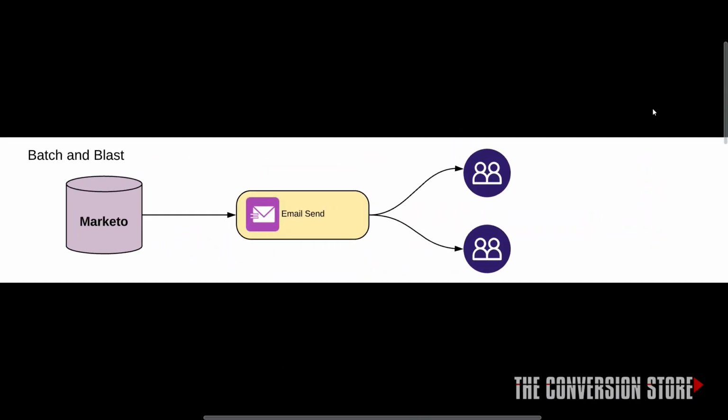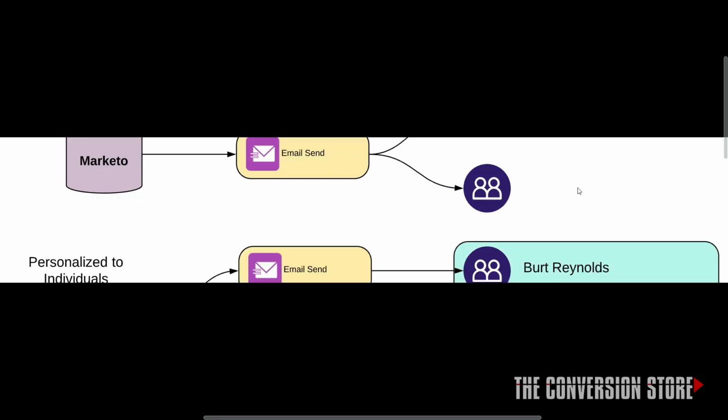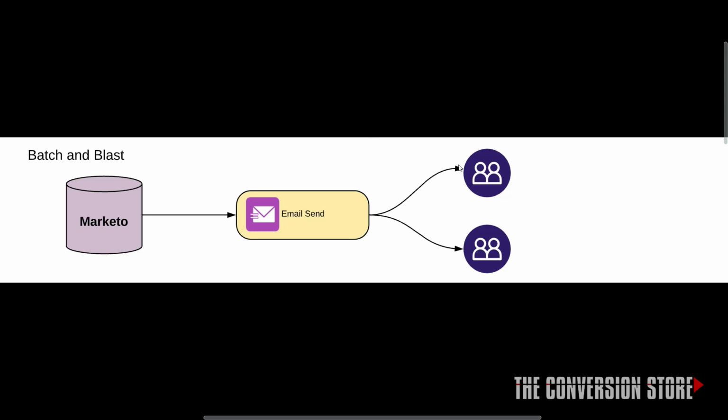Usually they'll start out with this sort of batch and blast approach, which we don't really recommend, but if you don't have a lot of information about your target audience, that's really what you're left with. You're building out one email send. It could be an email send program, or it could be a default program that has an email asset that you're sending out. And you're creating content that you're sending to all of these different types of groups of people. You're basically picking broad swaths of people in your Marketo database, and you're sending out emails to them.